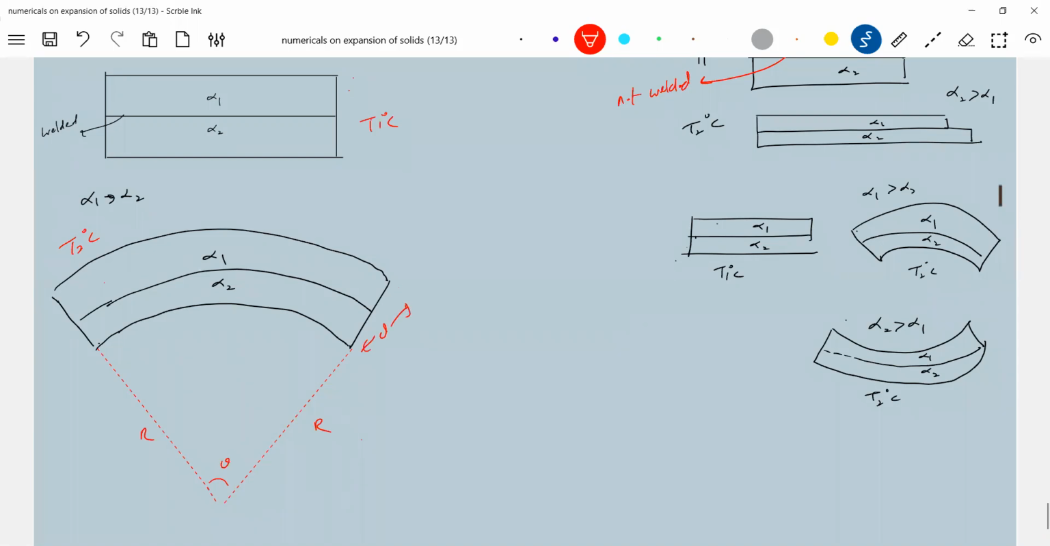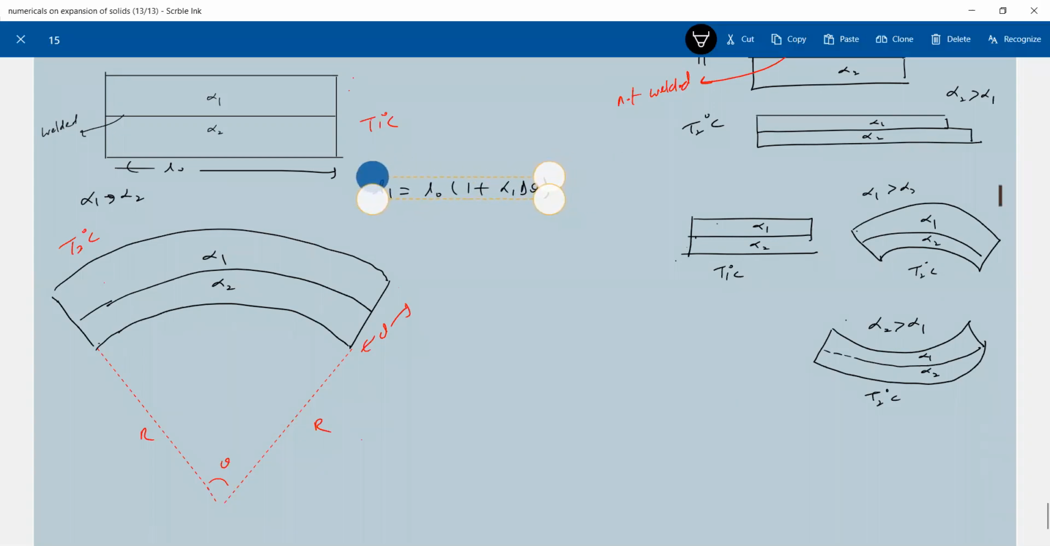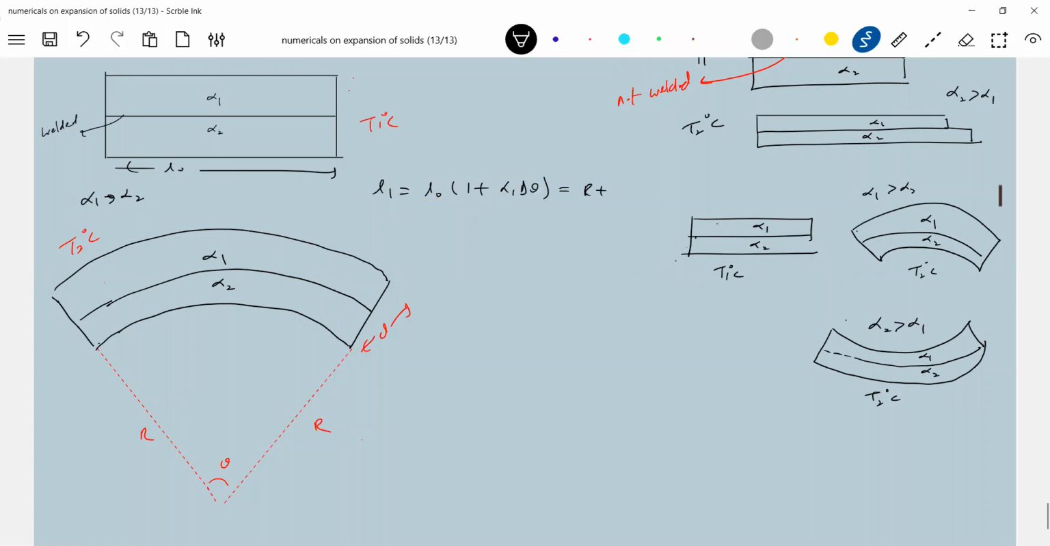Okay, let's get into this one. So what is the length of the rod 1? Length of the rod L1 should be equal to the initial length, let's assume L0. So L0 into 1 plus alpha 1 delta theta. And what is this quantity equal to from the diagram? Arc length it should be R plus D into theta, this is delta T, I'll write it. Then similarly, L2 is equal to L0 into 1 plus alpha 2 delta T, which should be equal to R theta. What are L1, L2? Length of this part.